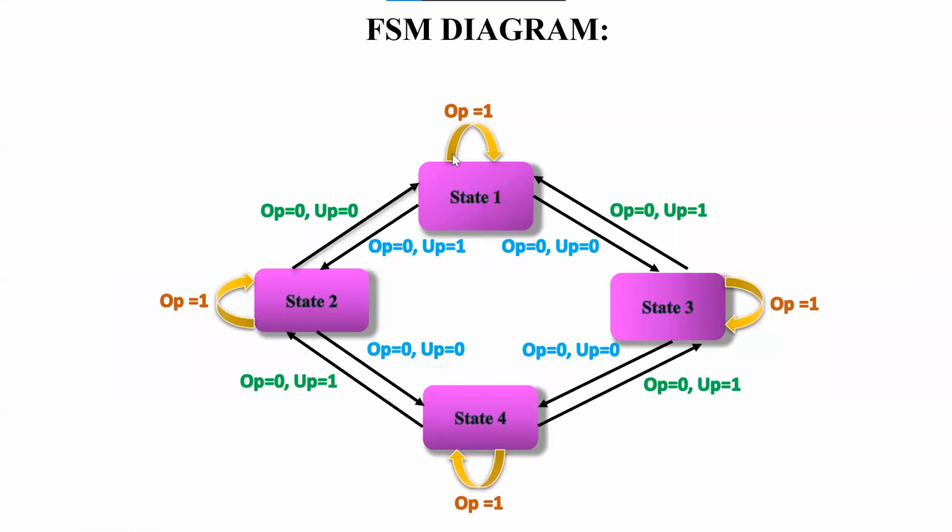Now we'll see the FSM diagram. Here OP equal to 1 means the opening of the door. OP equal to 0 means closing of the door. UP equal to 1 means next state. UP equal to 0 means previous state. If the lift is in state 1, when OP is equal to 0, the door will open, and UP equal to 0 means it will go to the previous state, that is, it will stay in the same state.